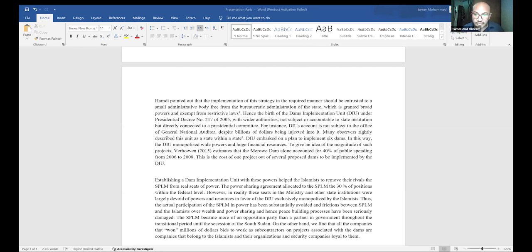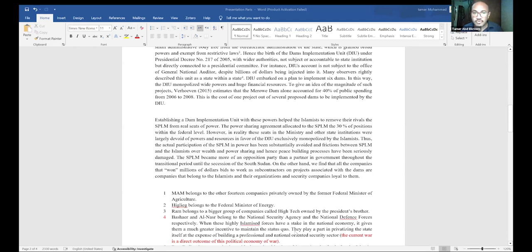Establishing the Dams Implementation Unit with these powers helped the Islamists to remove their rivals, the SPLM, from the real seats of power. The power-sharing agreement, according to the CPA, allocated 30% of positions to the SPLM at the federal level. However, in reality, these seats in ministries and other state institutions were largely devoid of power and resources in favor of the Dams Implementation Unit, which was almost exclusively monopolized by the Islamists.